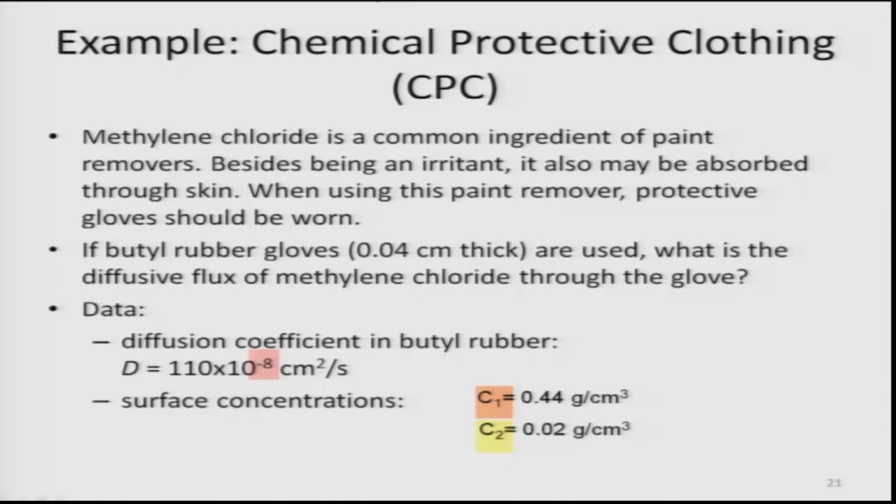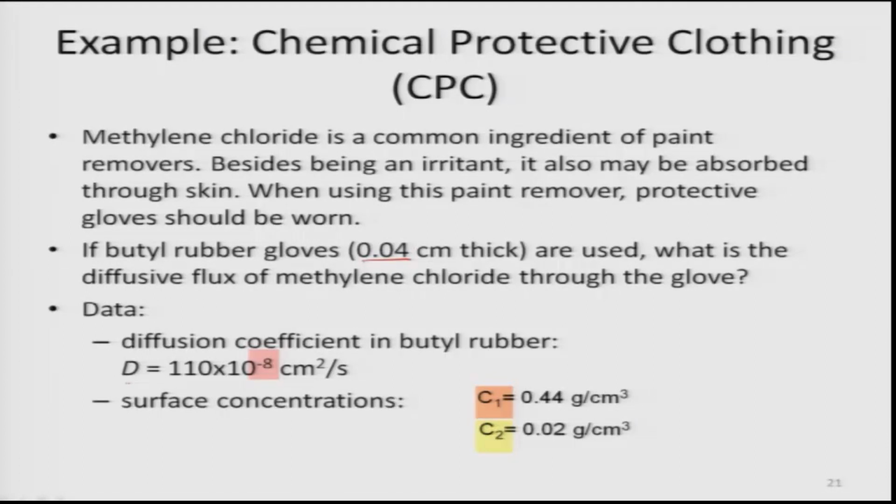But if butyl rubber gloves, which are normally used in the labs, of a very small thickness, 0.04 centimeter, are used, so if we use that much thick butyl rubber gloves, then what is the diffusive flux of this hazardous chemical through these gloves?